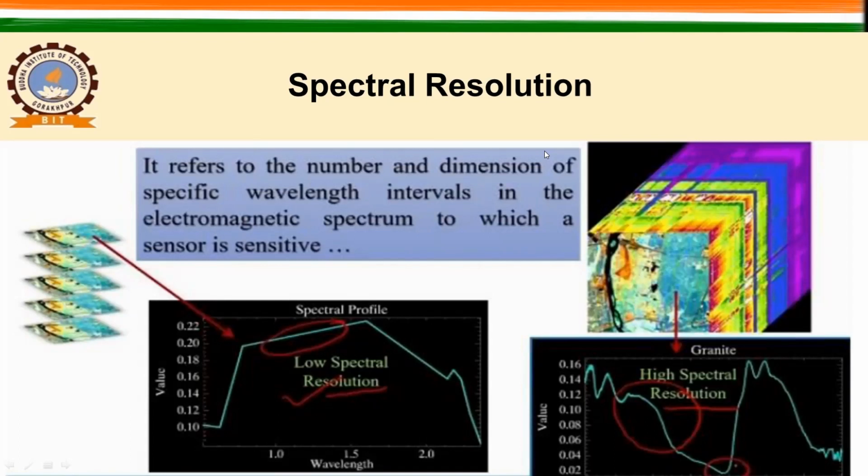This is called high spectral resolution. This is your low spectral resolution, and this is your high spectral resolution. Here it is called high spectral resolution, right? So this is your low spectral and this is your high spectral resolution. So here you have more information about that target.